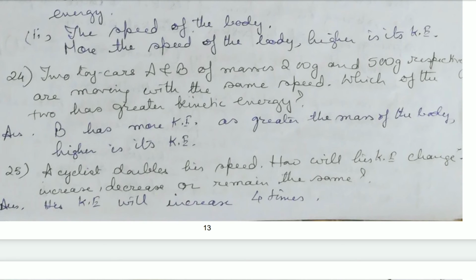Then, two toy cars A and B of masses 200 kg and 500 kg respectively are moving with the same speed. Which of the two has greater kinetic energy? B has more kinetic energy, because B has more mass. A is 200, B is 500. So B has more mass, so the greater kinetic energy will be in B.